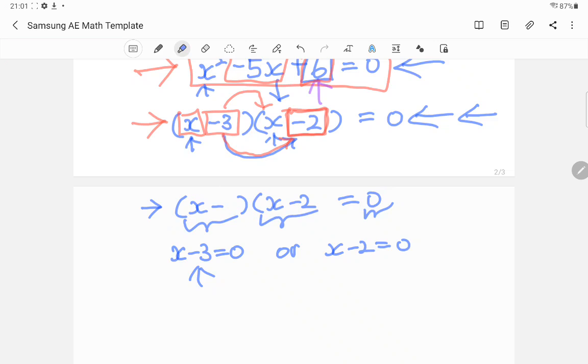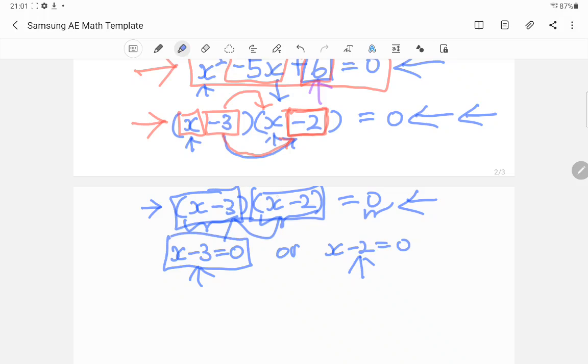Now, let's say x minus 2 equals 0. Then 0 times anything also equals 0. So that is why when we solve this equation, we say that either x minus 3 equals 0 or x minus 2 equals 0. Okay, so far so good.